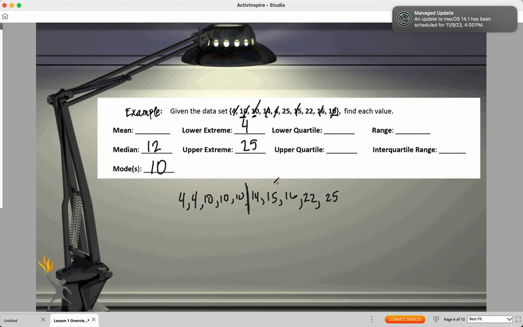Now I can do my quartiles from here. Where is the middle of this half of data? Well, it's 10 right there. There's Q1. Okay, so it's 10. My quartile here, Q3, is going to be the very middle here. So that's this. My range is 25 minus 4 is 21. And my interquartile range is 6, 16 minus 10. Now the last one I've got to do is mean.